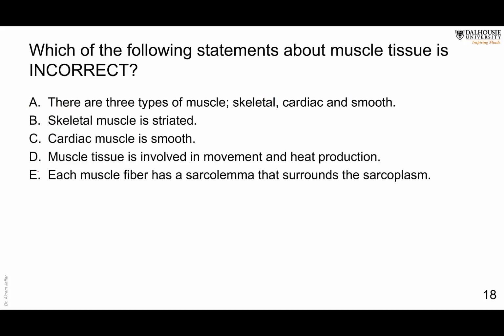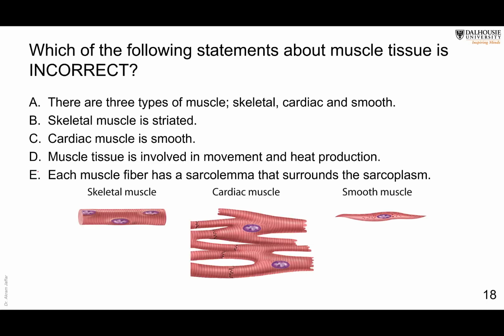Which of the following statements about muscle tissue is incorrect? There are 3 types of muscle: skeletal, cardiac, and smooth muscle. Yes, there are 3 kinds of muscle. We have skeletal, cardiac, and smooth muscle fibers. Statement B, skeletal muscle is striated. Yes, the skeletal muscle is striated.